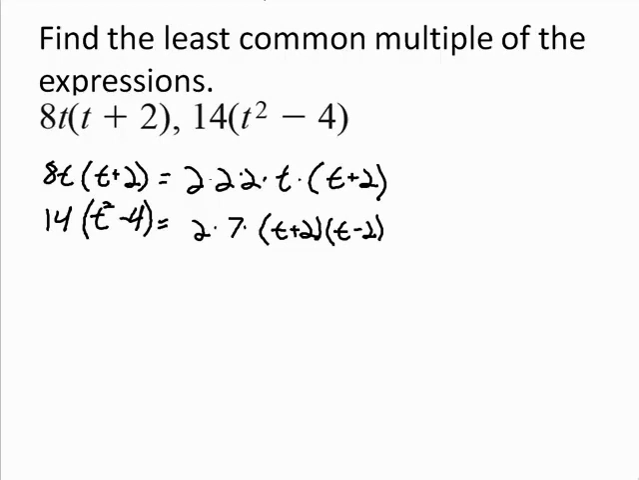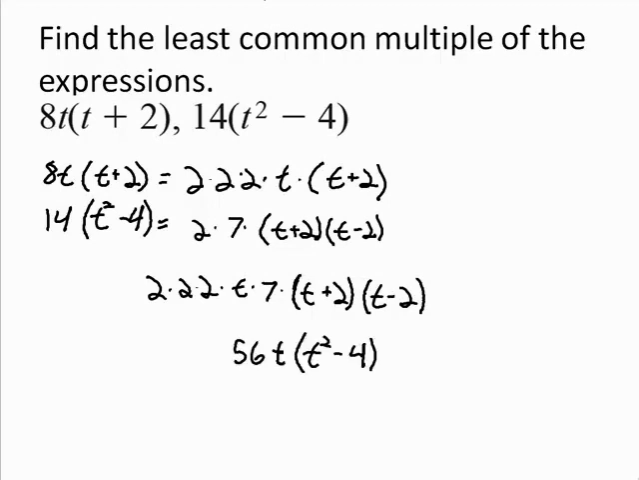The least common multiple has to contain each of these factors. It has to contain 3 2's, a t, a 7, a t plus 2, and a t minus 2. The least common multiple is 2 times 2 times 2 times t times 7 times the quantity t plus 2 times the quantity t minus 2, which equals 56t times the quantity t squared minus 4.